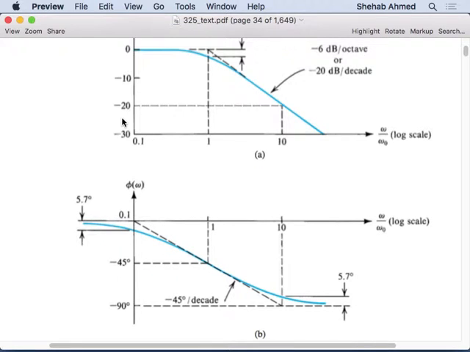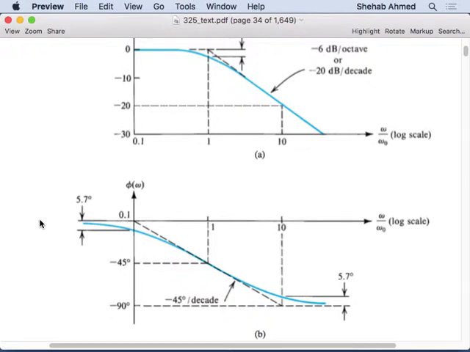10 to the minus 4. So at 10 to the minus 4 f naught, meaning 0.0001, you actually go here. So this is 0.1 omega naught. This is omega over omega naught equals 0.1. So at omega over omega naught equals 0.0001, that's 10 to the minus 4. Right? So where is that? It's occurring here somewhere.